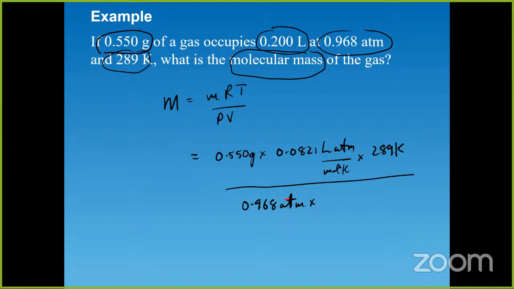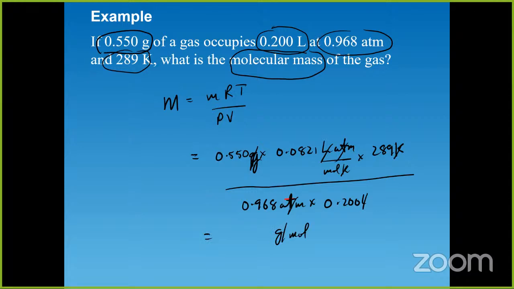Times the volume. What's the volume? 0.200 liters. So that's the setup. The gram units will remain. The liters will cancel out. The Kelvin will cancel out. The atmospheres will cancel out. So the final units would be grams per mole, which would be the units of molar mass.